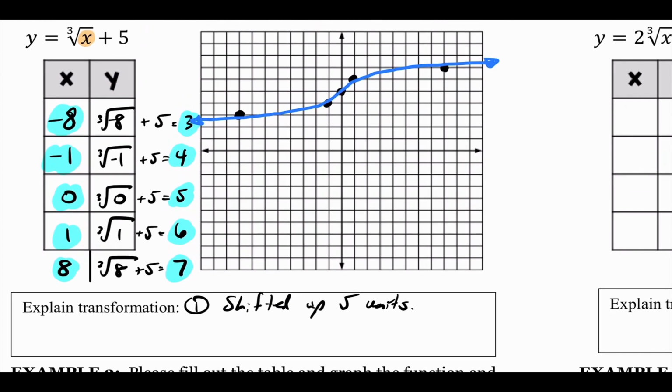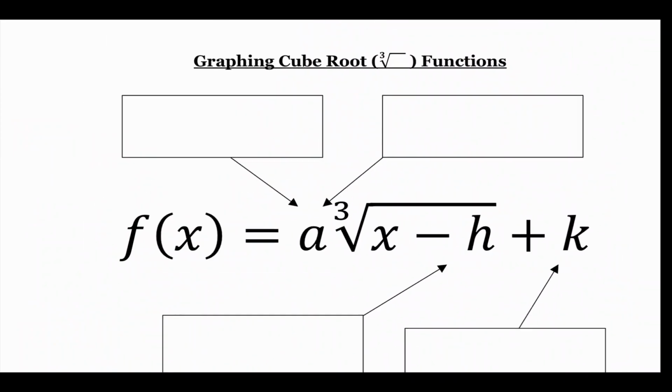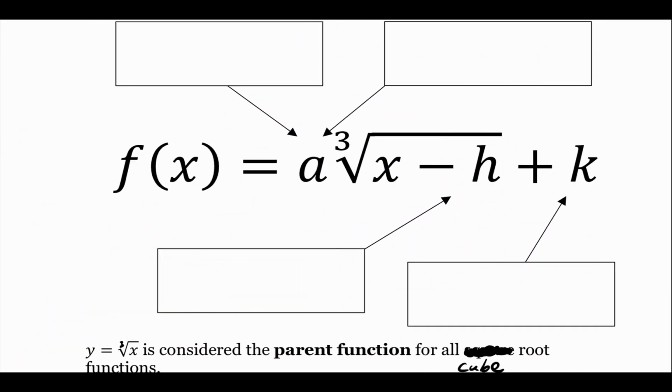Does it look like it got taller or shorter, or changed directions, flipped, reflected, or shifted left or right? No, that looks like about it, right? Same look, just went up 5. That's that guy right there, plus 5. So let's go write that in the box. Plus 5. Which letter does plus 5 represent? A, H, or K? K.